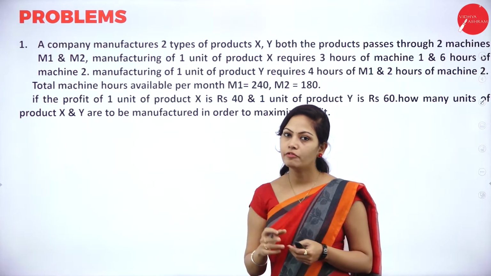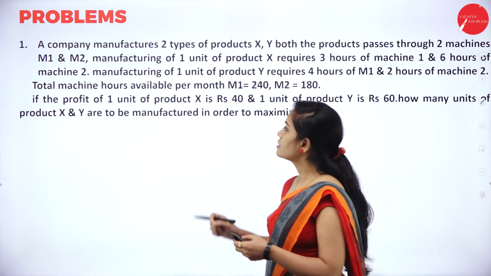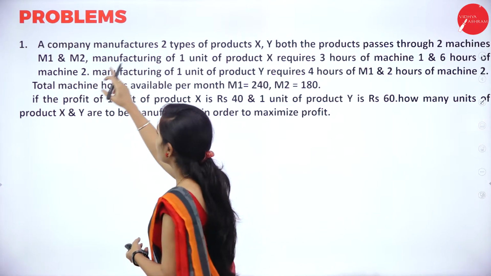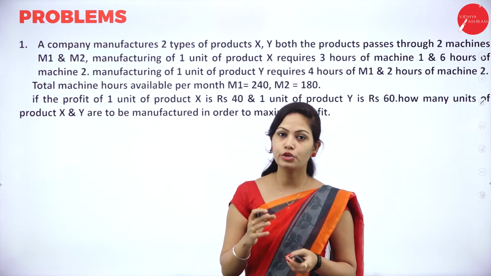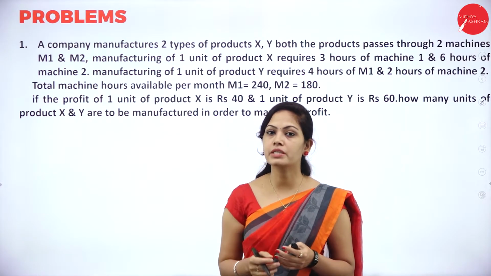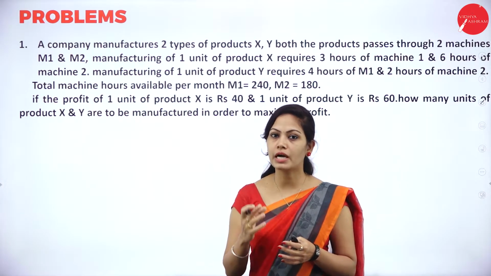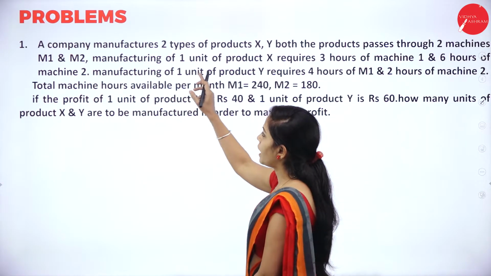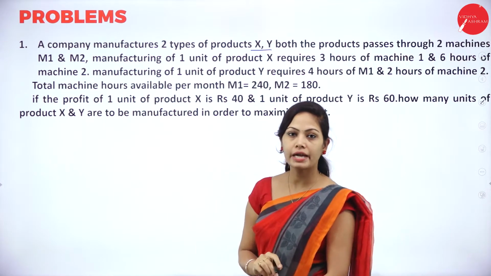In LPP, we create a mathematical model for the given data. Here, observe the question properly. A company manufactures two types of products. If the company is manufacturing two types of products, obviously the company is expecting profit, right? In LPP, we have to maximize the profit and minimize the cost. So a company manufactures two types of products, product X and Y.